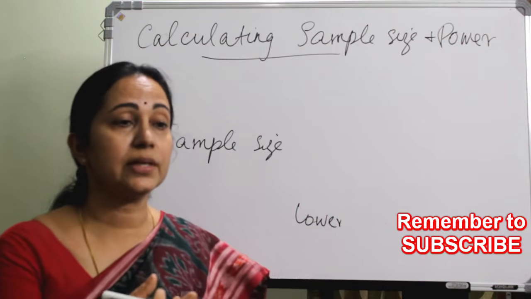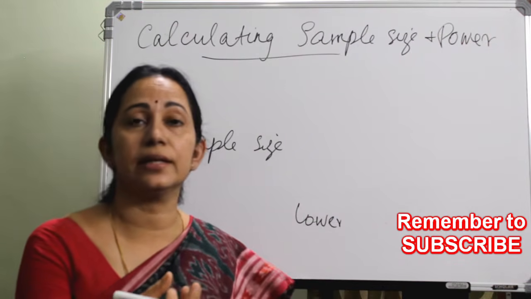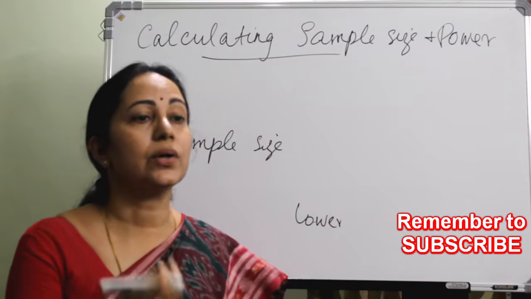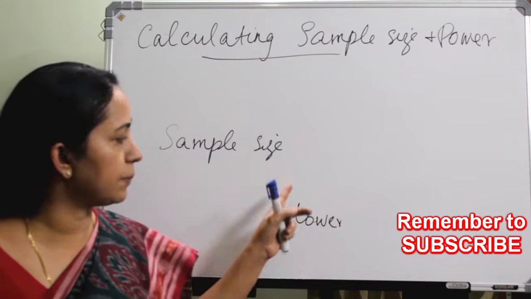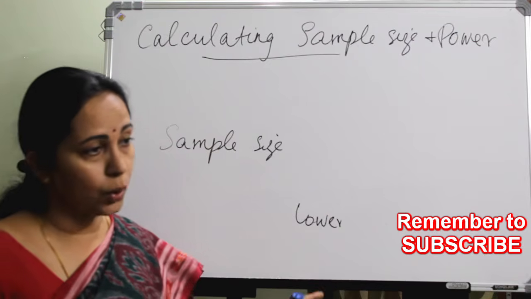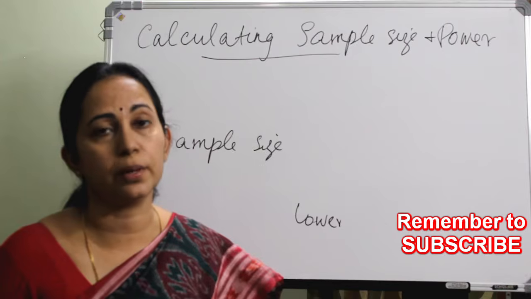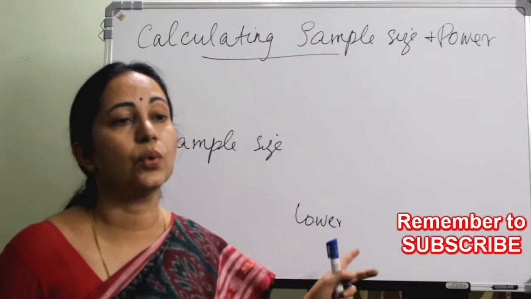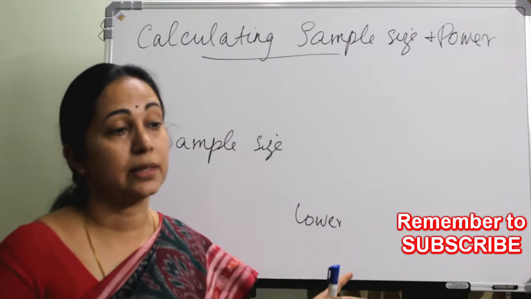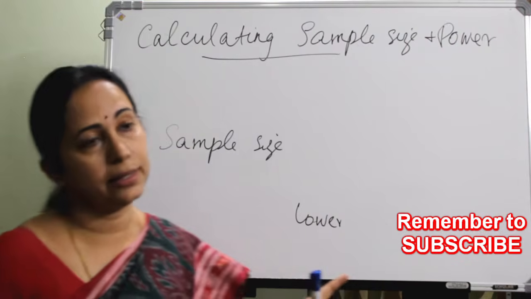Even if you conduct a study very well, you will not get a correct result if the sample size is too small. And also, even if there is a causal association between an exposure and outcome, you will not find it if you go for a very small sample size. The result will be erroneously interpreted.